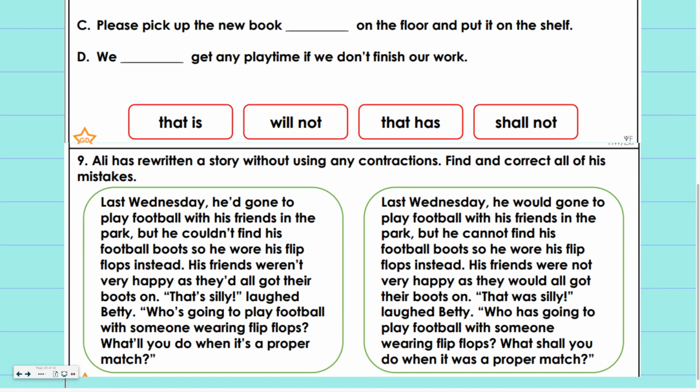And the third question, which is 9, Ali has rewritten a story without using any contractions. You're going to be like a teacher for this question. Find and correct all of his mistakes. So you need to go through and find his missing apostrophes, okay? So let's pause for this one if you want this question, and the answers for the challenge for you to self-mark are on the next page.